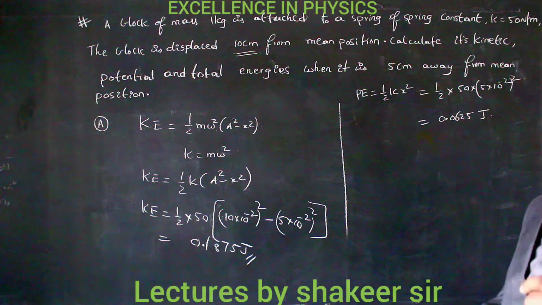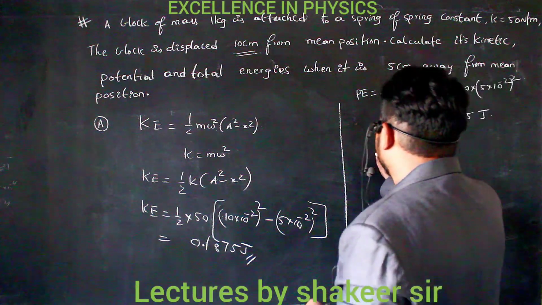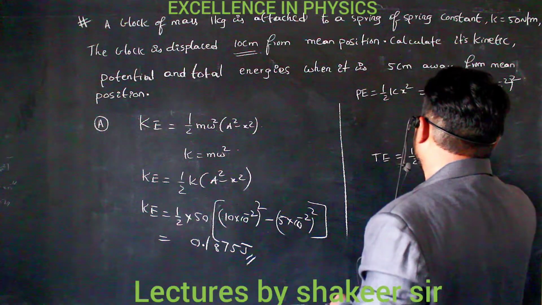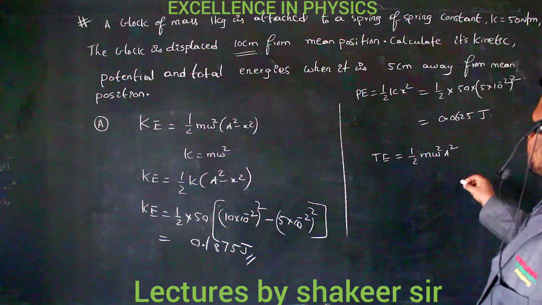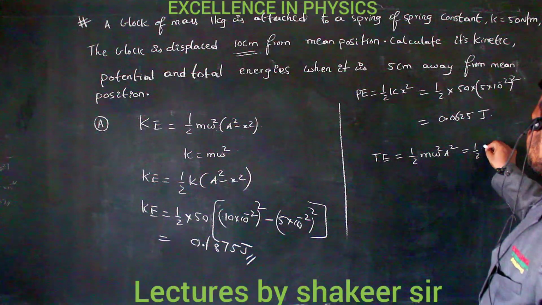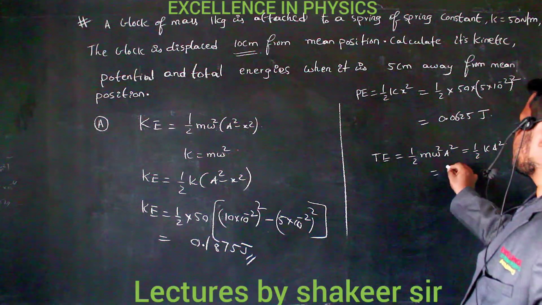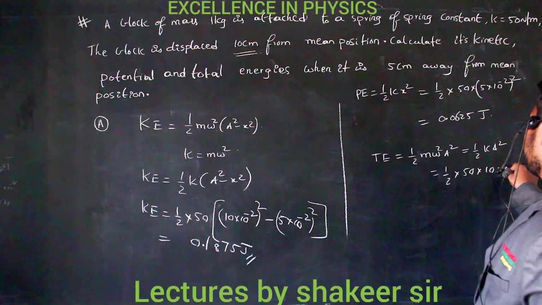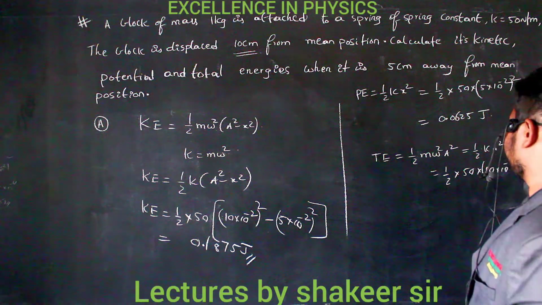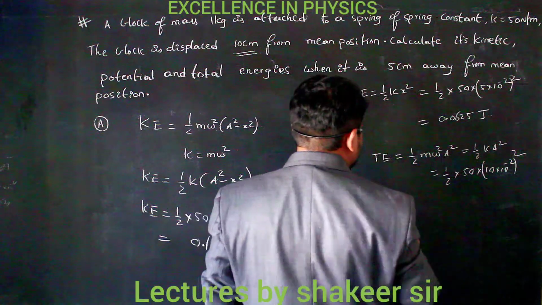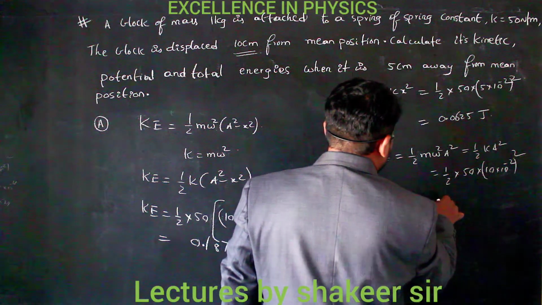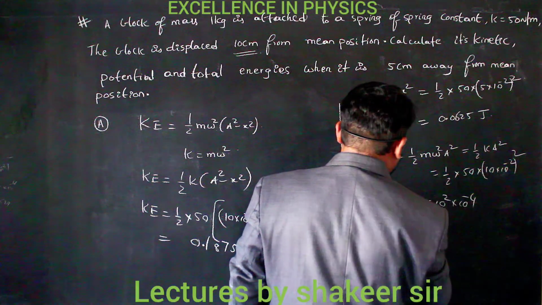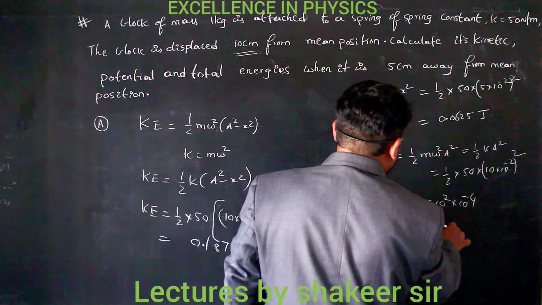Then he is asking total energy. How can I calculate total energy? Total energy I can calculate by half m omega square a square. So m omega square can again be written as k, so half into k into a square. Half into k value, which is 50. Amplitude is 10 into 10 power minus 2 whole square. Clear? If I do this calculation, it will be equal to 25 into 10 square into 10 power minus 4. Clear? So therefore 0.25 joules.